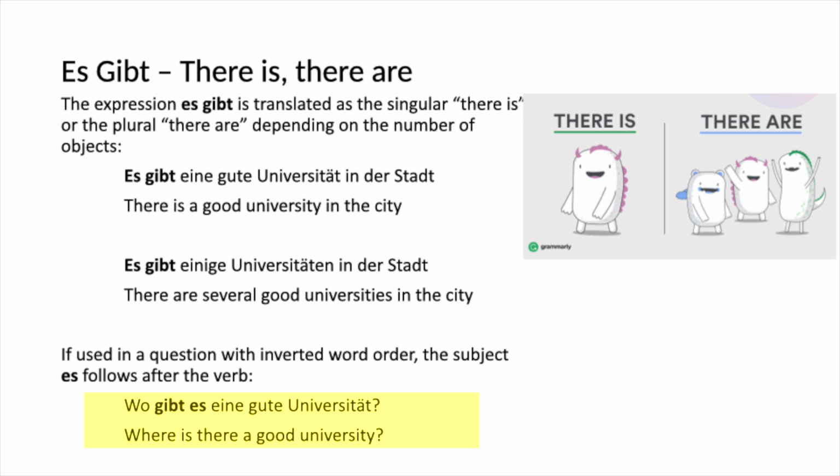Now that might sound like a mouthful, but it's really quite simple if you see an example, like wo gibt es eine gute Universität? Wo, the interrogative word, gibt, the conjugated verb for gives, es, the dummy it subject, eine gute Universität, the thing we actually care about.